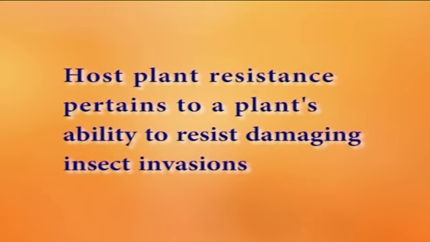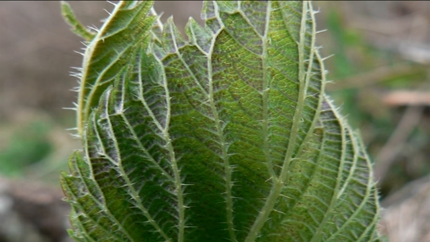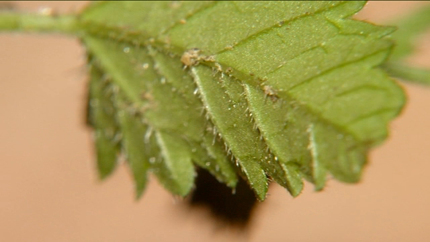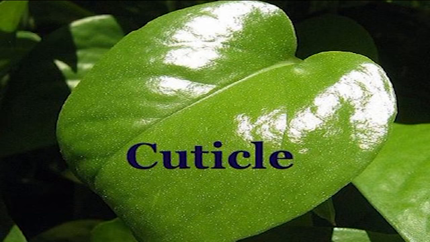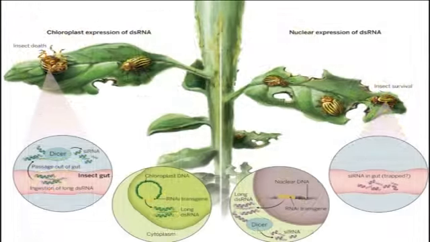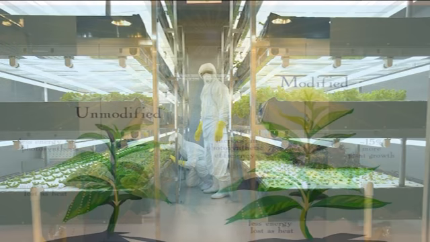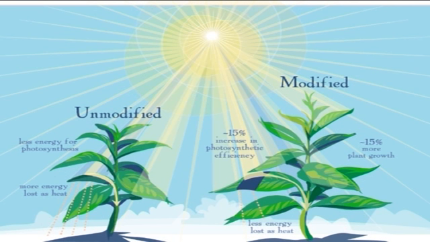Host plant resistance pertains to a plant's ability to resist damaging insect invasions. Some plants use their physical appearance as a deterrent, such as plants that have hair covering their leaves or plants with a thick leaf cuticle. With biotechnology came a new form of host plant resistance, the ability to insert genes into plants, creating transgenic hybrids. This gave a whole new meaning to plant resistance. Plants that previously had no resistance mechanisms now are able to resist damaging insects.